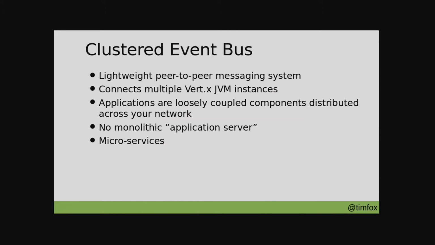Okay, so this event bus allows verticals in a single JVM to talk to each other. But we can take it a step further, and the event bus actually extends to different JVMs on the same network. So it allows all your verticals, irrespective of where they actually live on your network, to talk to each other in exactly the same way, just by referencing them by a simple address. So where they live is completely transparent, right? They could be in the same JVM or a different JVM. The way you talk to them is exactly the same. So the event bus is a lightweight peer-to-peer messaging system, which connects all these different JVM instances, which can live anywhere on your network.